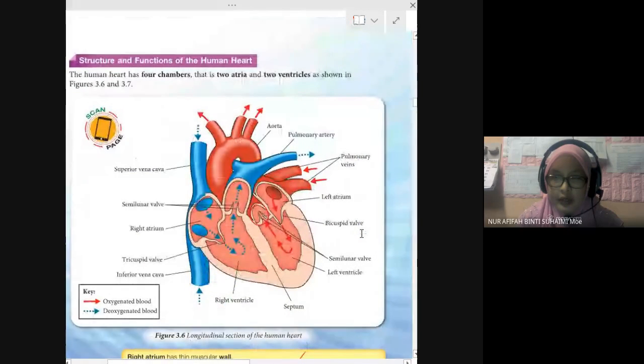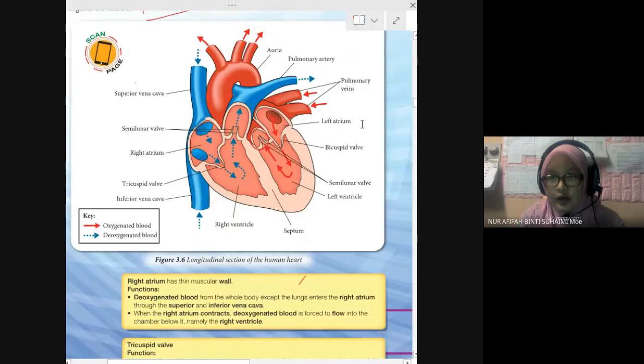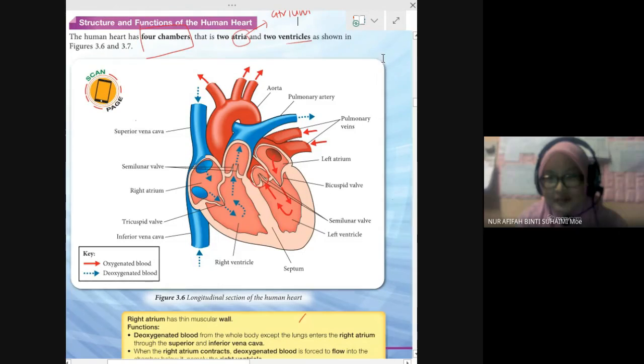Okay, next, the structure and function of the human heart. The human heart has 4 chambers: 2 atria and 2 ventricles. Atria is the plural form of atrium. So 2 atria and 2 ventricles. Okay, we see the structure of our heart. Can you remember this structure or not?